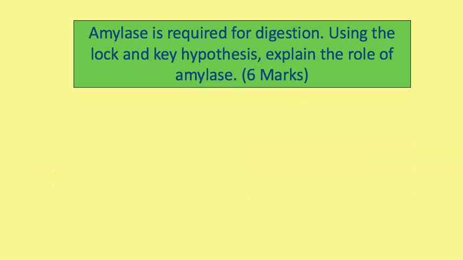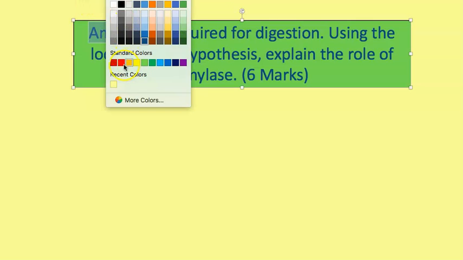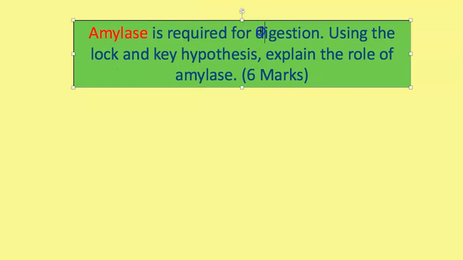Okay, right, moving on then. I've written an example of a 6-mark question that I would like you to have a go at. If you read this question: amylase is required for digestion. Using the lock and key hypothesis, explain the role of amylase. As soon as you see a question like this, you should be highlighting or underlining the keywords. So amylase is a keyword, digestion is, and lock and key hypothesis are the 3 key parts that you should be looking at.